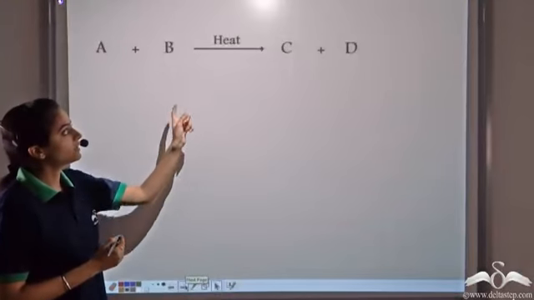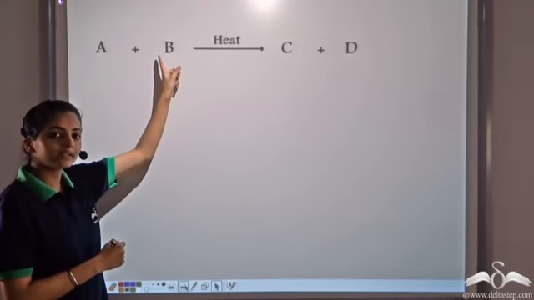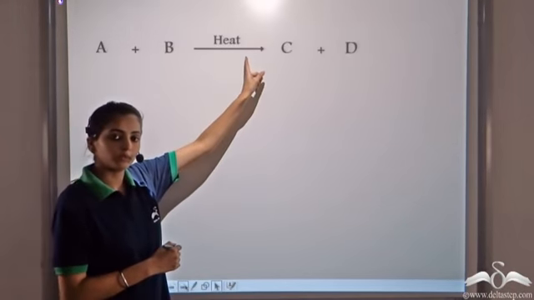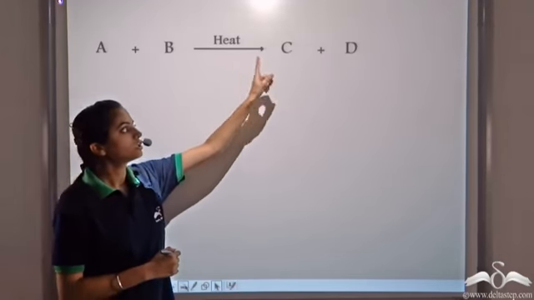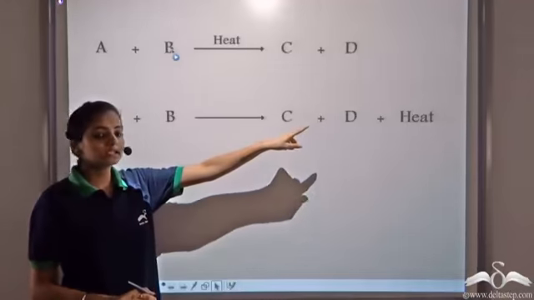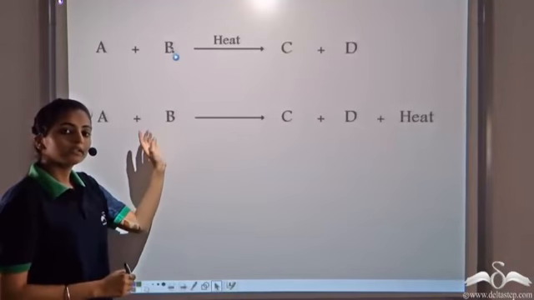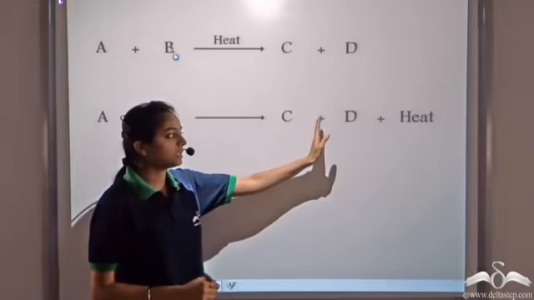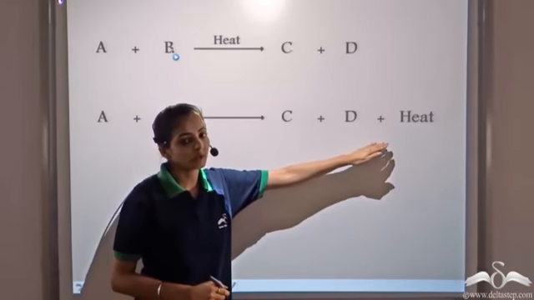So we know that when heat, an external condition, is being provided to the reactants, it's written on top of the arrow. So A and B react, that is they are heated to give C and D. When heat is written on the product side, this means that A and B, they react to form C and D, and also heat is released. So this time heat is a product.